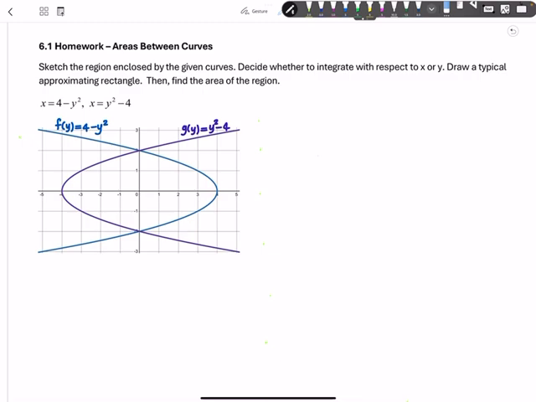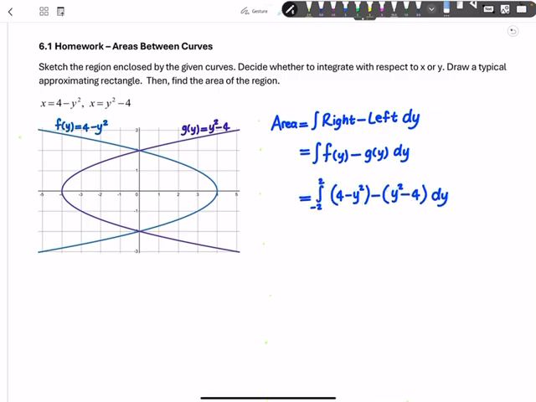All right. So in this case, there's not a clearly defined top and bottom, but there is a clearly defined right and left. So I'm going to set up this integral as the integral of right minus left. When we integrate this way, we always integrate with respect to y. So note that this is a dy type integral. So in this case specifically, the integral of right minus left will be the integral of f of y minus g of y dy.